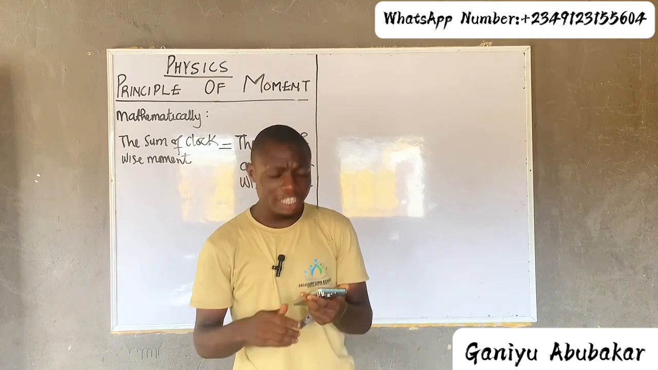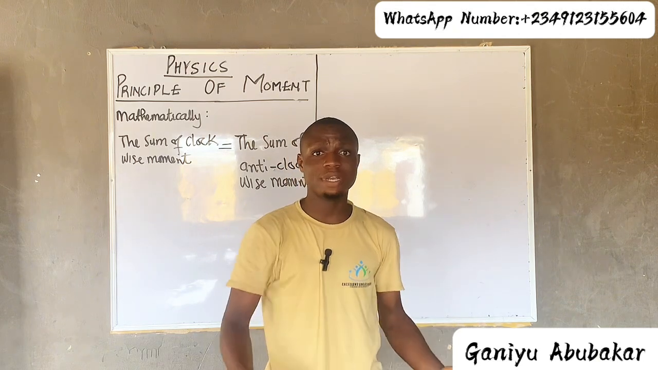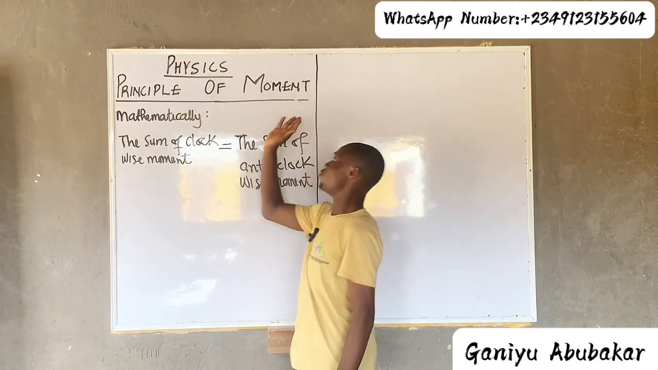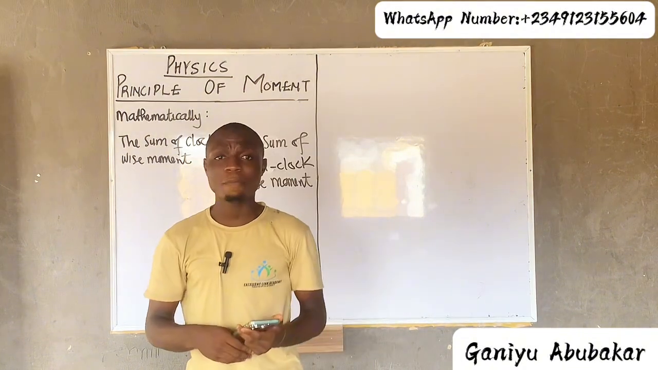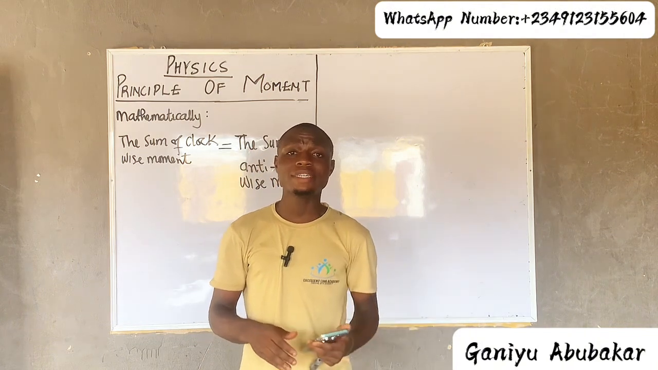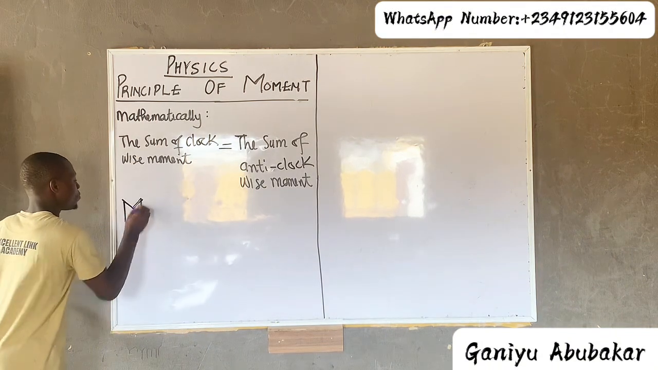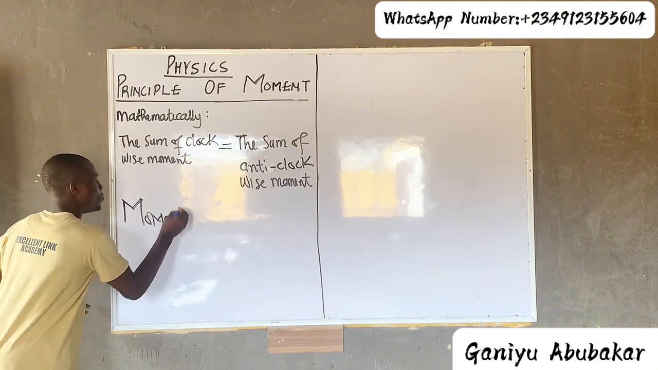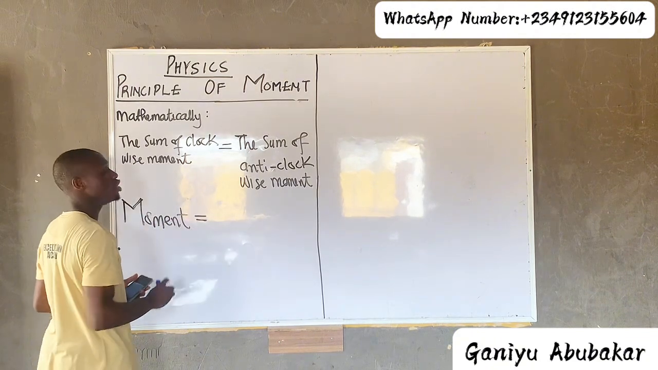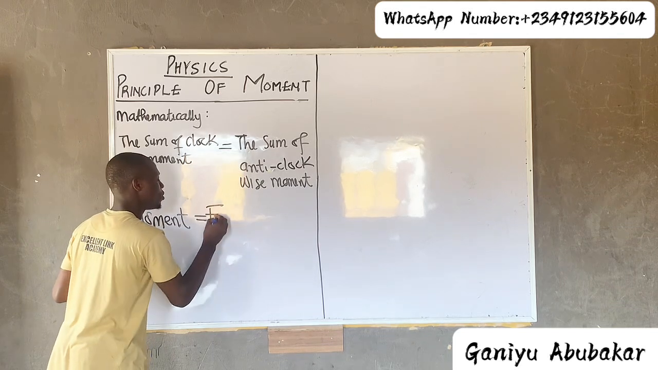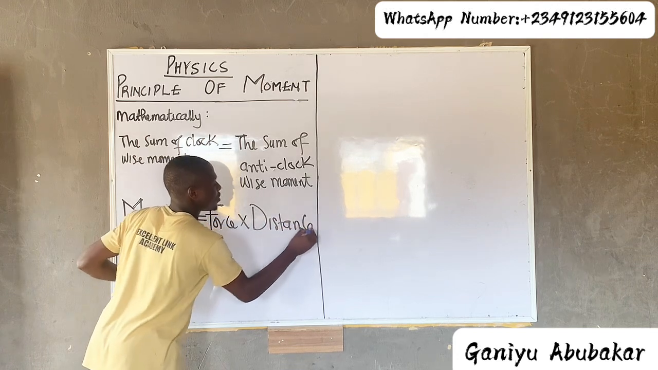Having said this, let's look at the major mathematical form of moment, because again, in the phrase principle of moment, what is moment itself? By definition, moment can be defined as the product of force and perpendicular distance. Moment can be defined as the product of force and perpendicular distance, right?